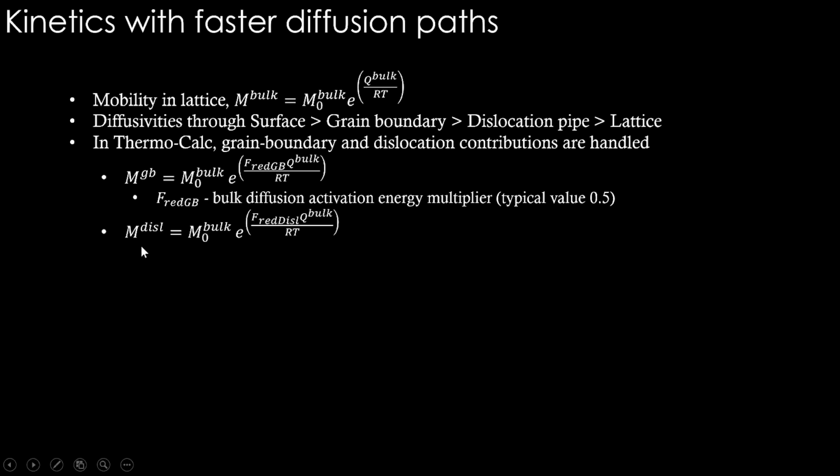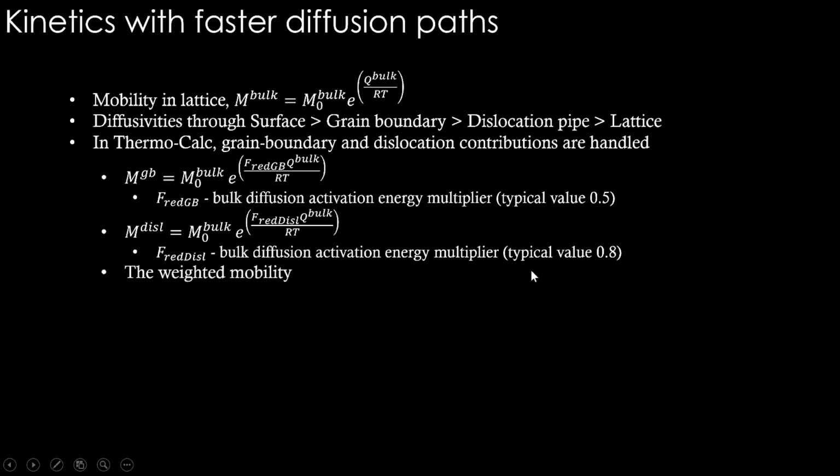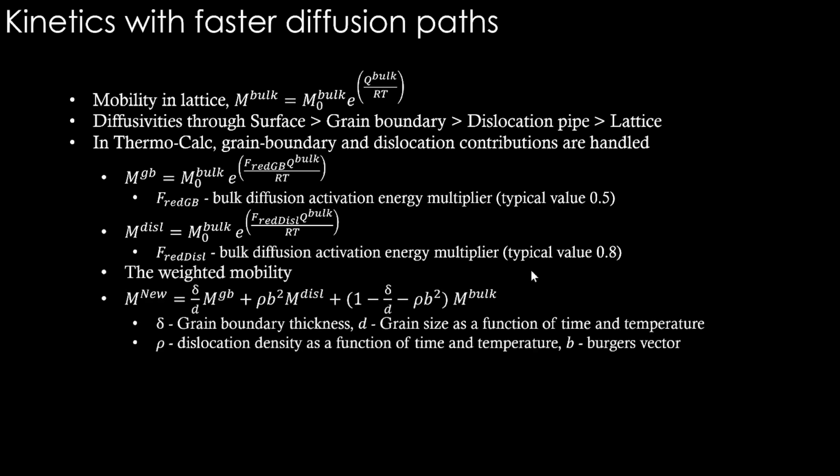Similarly, the mobility through dislocation is also multiplied by F red dislocation, which is again a bulk activation energy multiplier for dislocation pipe diffusion, which has typical values of 0.8. You can see a higher number is multiplied in case of dislocation, because diffusion through dislocation is slower compared to this, therefore activation energy will be higher. That's the reason, right? So then the weighted mobility comes, which is basically putting these things together in one single equation. Before looking at the equation, first let's understand these things.